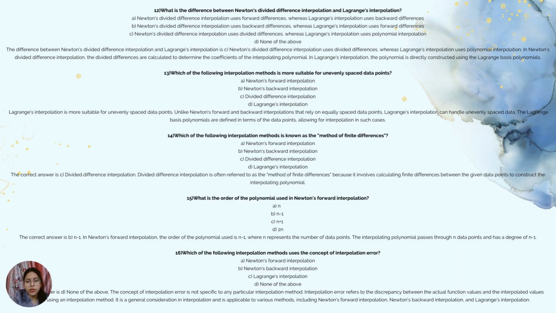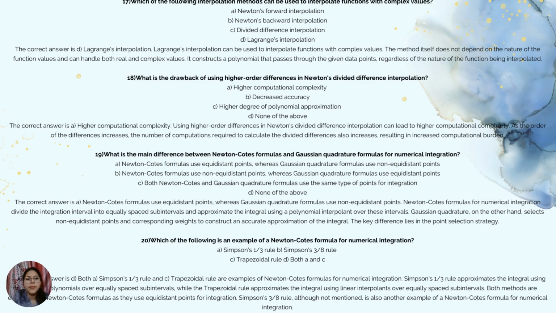Interpolation error refers to the discrepancy between the actual function values and the interpolated values obtained using an interpolation method. It is a general consideration in interpolation and is applicable to various methods, including Newton's forward interpolation, Newton's backward interpolation, and Lagrange's interpolation.